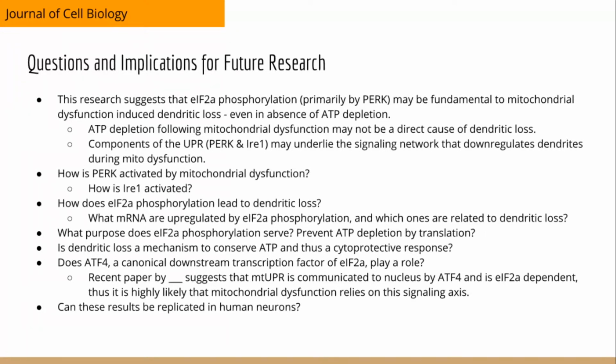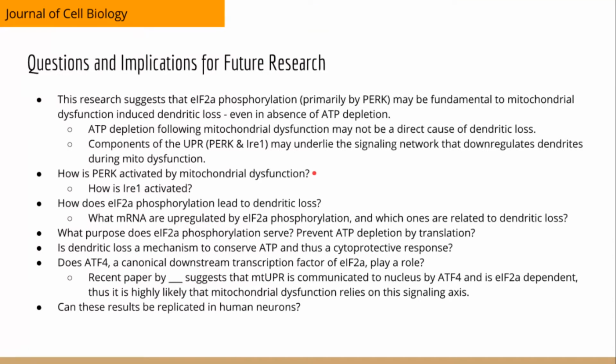The second big finding was that components of the UPR, the unfolded protein response, an ER stress signaling pathway, were found to underlie these signaling networks that downregulate dendrites during mitochondrial dysfunction. So my first question was how in the world are these mitochondria activating PERK? Because PERK appears to be the central kinase that is phosphorylating eIF2a, but PERK is an ER stress sensor. So what is the bridge between these two organelles? And in line with this question, how is IRE1 activated? Normally, IRE1 is activated by ER misfolding by a splicing event, a non-canonical splicing event.